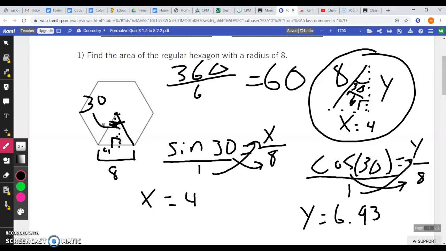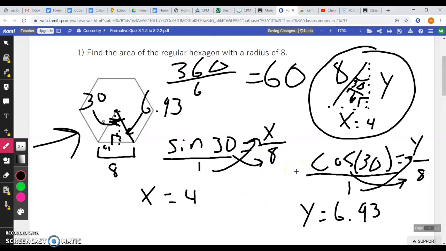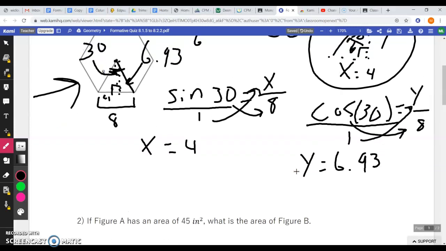And if I look over at my left shape here, I have a base and now I have a height that is 6.93. And remember, the area of a triangle is just 1/2 base times height. So I have everything I need to find the area of that one triangle. And let's do it. Okay, so if I want to find the area of just that one triangle, it is 1/2 times the base, which is 8, times the height, which is 6.93.